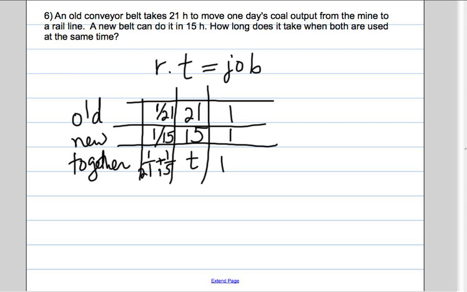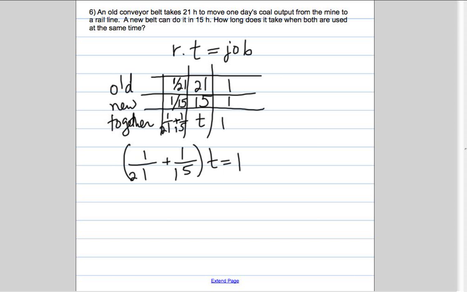Okay, so rate times time equals job. So 1 over 21 plus 1 over 15, that's the rate together, times t equals 1. So we have to get a common denominator. So we have to get the prime factorization of the denominators. That's 3 times 7. This one is 3 times 5. So our LCD has to have all of these factors, which is 3 times 7 times 5.